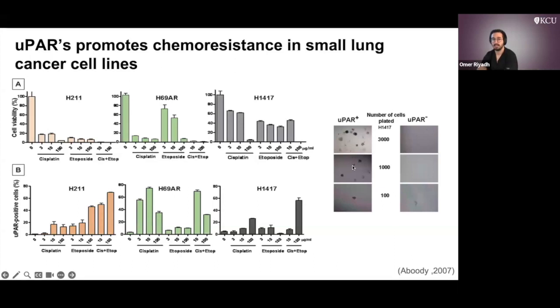And these are not singular cells here. These are colonies of cells, so I want to say a few million cells. So that just shows you another image of how uPAR is playing a huge role in this cancer's metastasis and growth specifically.